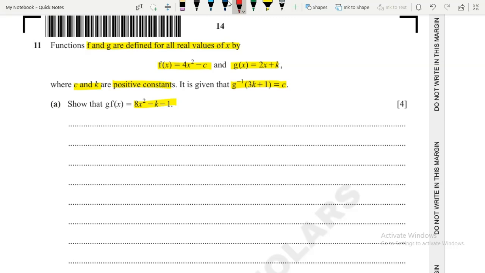Find out the inverse of g. This is g of x, and this becomes 2x plus k. So y is equal to 2x plus k. y minus k over 2 is equal to x, or you can simply write it as g inverse of x is equal to x minus k over 2, where y is replaced by x. This is our equation for g inverse of x.